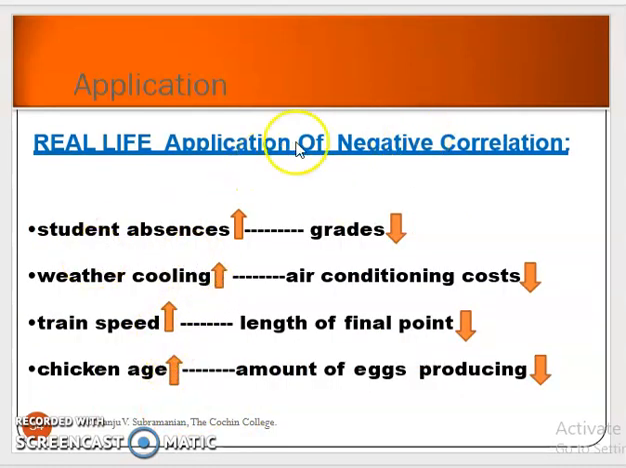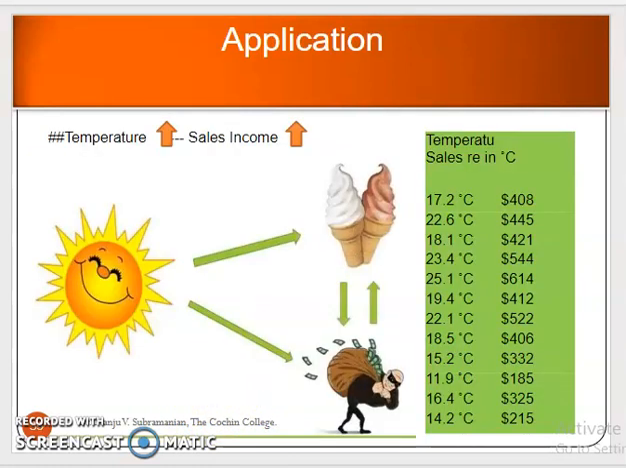Then these are the negative correlations: as a student's absence increases, the grade decreases. As the weather cools, the air conditioning cost decreases, isn't it? As the train speed increases, the length of the journey decreases. As a chicken's age increases, the number of eggs produced decreases. So these are some of the negative correlations that we come across in daily life.